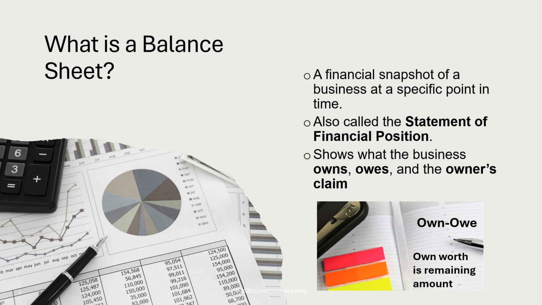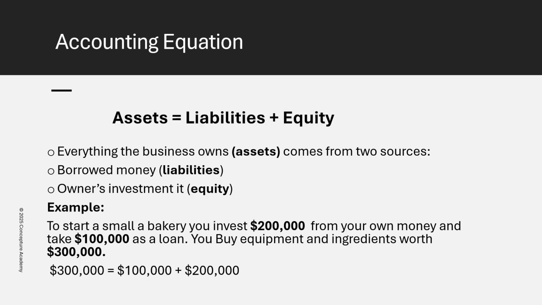Now that we get the basic idea, let's look at the rule that makes the balance sheet always stay balanced. This is the most important formula in accounting and the heart of the balance sheet. A rule that always applies in accounting: assets are always equal to liabilities plus equity. Everything the business owns comes from two sources, either the business borrowed the money or the owner invested it. That's why both sides are always equal.